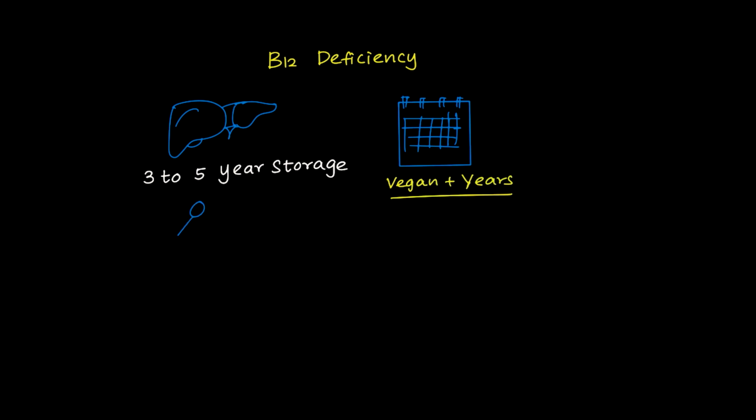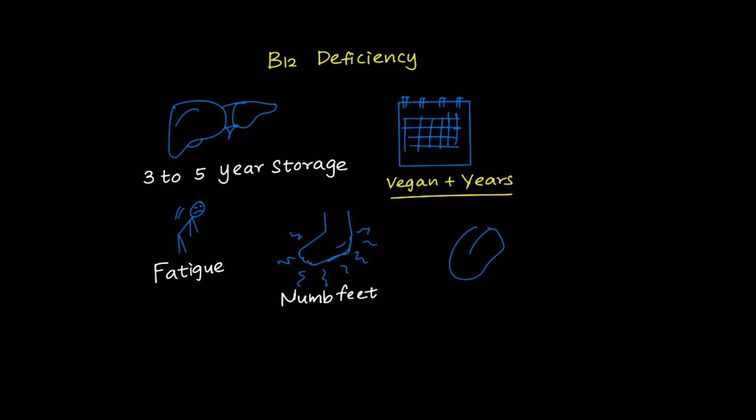Once stores run out, the classic signs show up together: fatigue from megaloblastic anemia, numbness and tingling in the feet from peripheral neuropathy, a sore red tongue called glossitis, and sometimes memory problems or mood changes. A 10-year vegan with those exact findings points straight at B12.